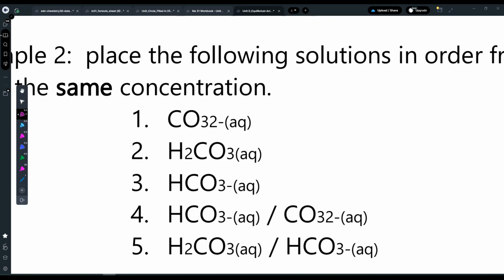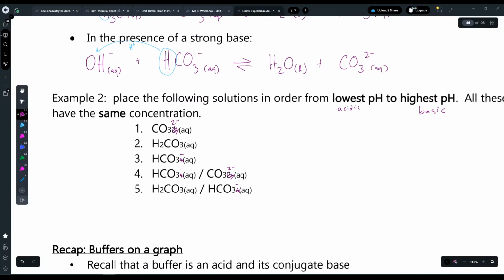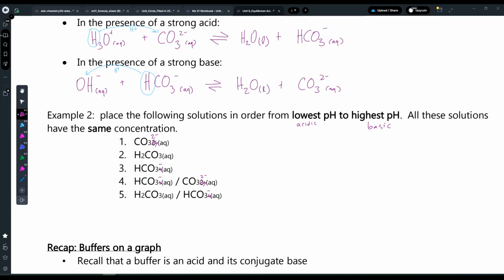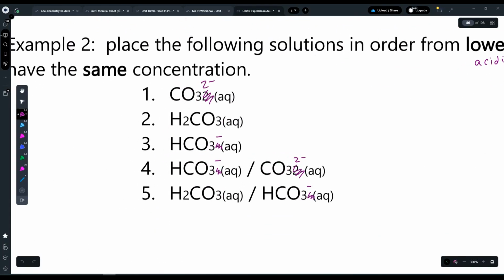So I got to make some adjustments here because some of these should be superscript for the charges. So we'll just do that very quickly. Okay. So figuring out what is the most acidic solution here, we can use our data booklet. Okay, so we had carbonate ions, carbonic acid, hydrogen carbonate ions, and then a solution of hydrogen carbonate with carbonate ions, and then a solution with carbonic acid and hydrogen carbonate ions.